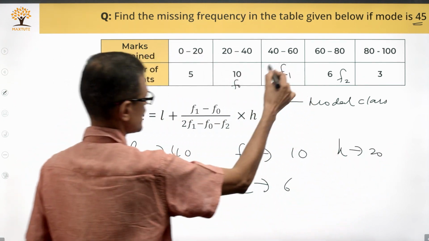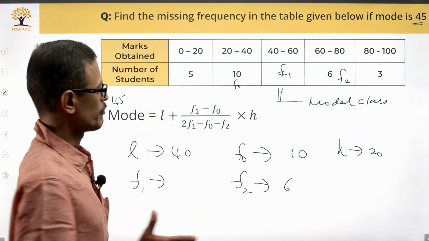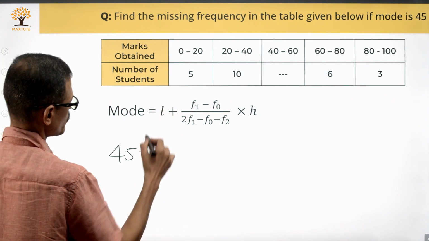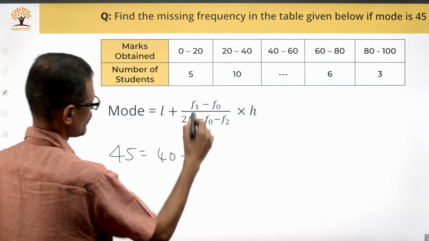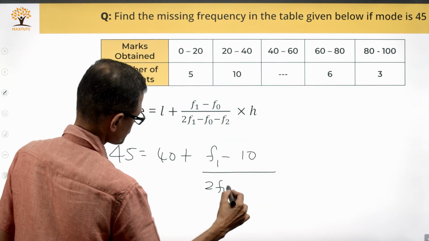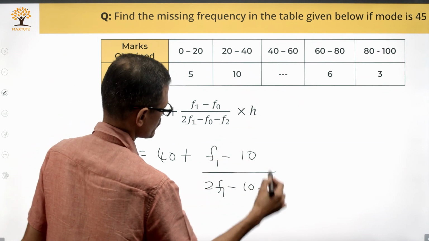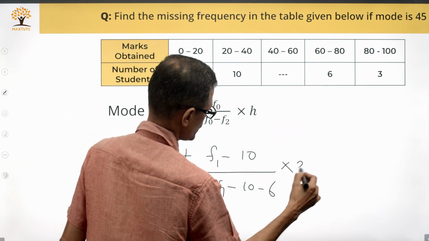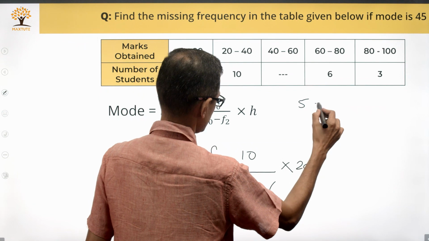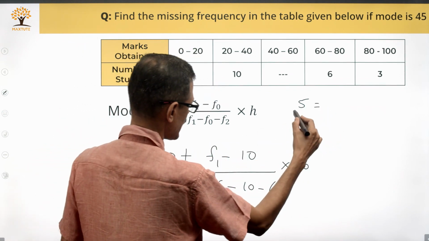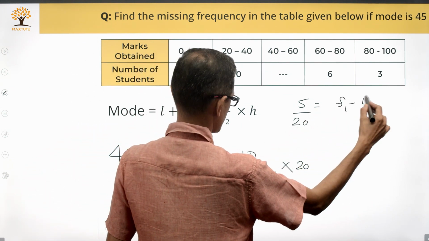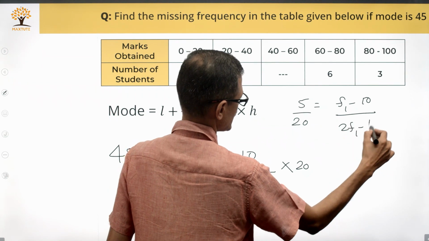So we got all of this data except F1. So plug them in, solve it, we'll get the value of F1. Quickly run through it in the next slide. So mode 45 is equal to the lower limit of the modal class, which is 40, plus (F1, which is what we are trying to find out, minus F0, which is equal to 10) divided by (2F1 minus F0 minus 6, which is F2) times the height of this class, which is 20, right. So quickly, 45 minus 40 is equal to 5. This is equal to (F1 minus 10) by (2F1 minus 16) times 20. We will get this 20 also down here, 5 by 20 is equal to (F1 minus 10) divided by (2F1 minus 16).